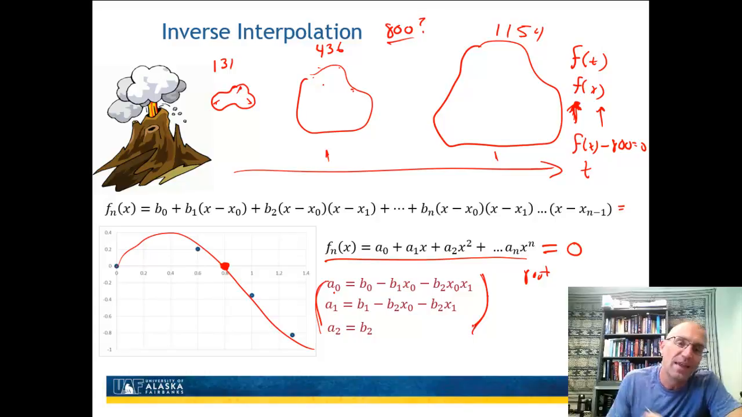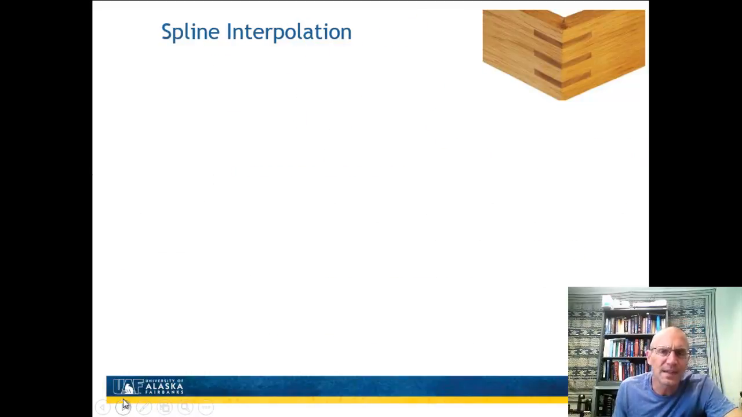It's interpolating it, and then go ahead and set it equal to 0 and find the root. One last technique I want to talk about is spline interpolation, and you run into this a lot. This is just the third method for interpolation after Newton and Lagrange.